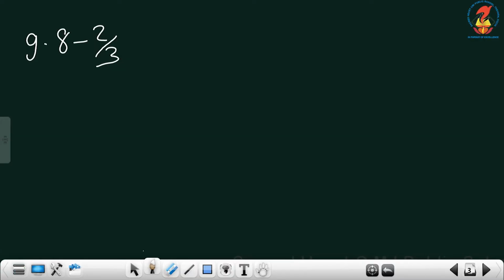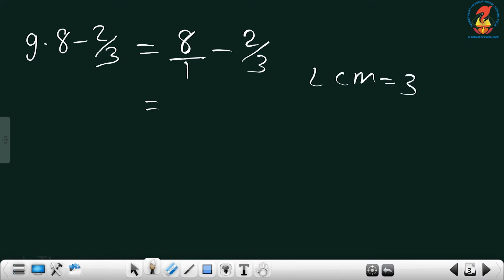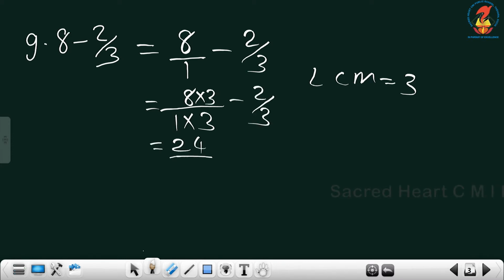Is it clear? And the next one, 8 minus 2 by 3. Here also, nothing is in the denominator. So it will become 8 by 1 minus 2 by 3. LCM is what? LCM is 3. So I need to change this denominator 1 into 3 and the numerator is 8 into 3. Okay, and minus 2 by 3, that is 24 divided by 3 minus 2 by 3.